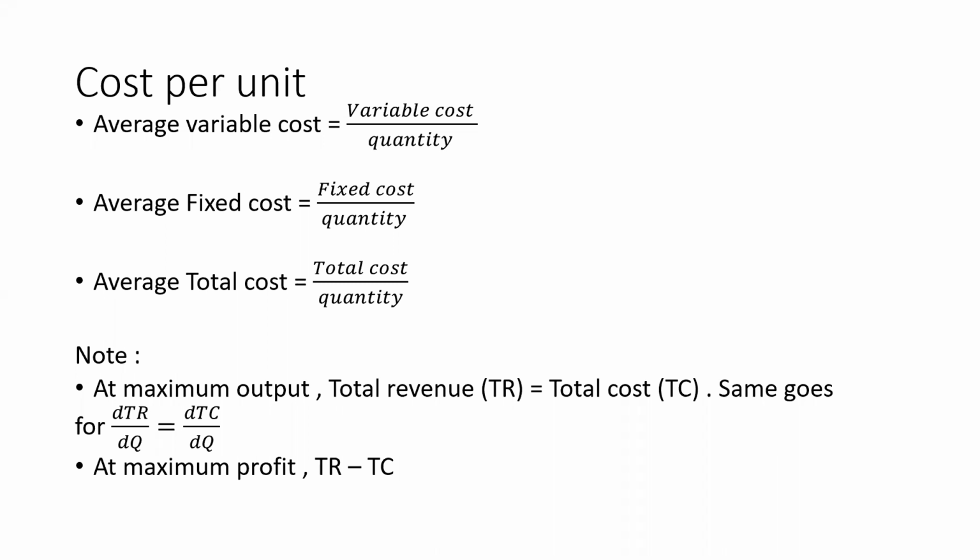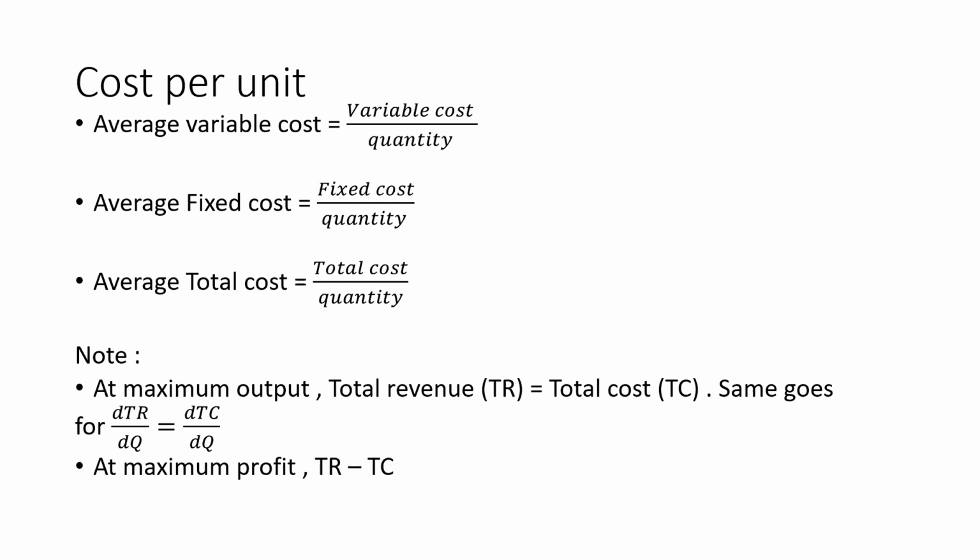Let me come again. Total revenue is what I'm going to get back after selling those things. Total cost is what I'll be expending from my hand. So how much am I selling in order for me to be at maximum output, that is, to get my maximum profit? Because the aim of every businessman is to make profit.